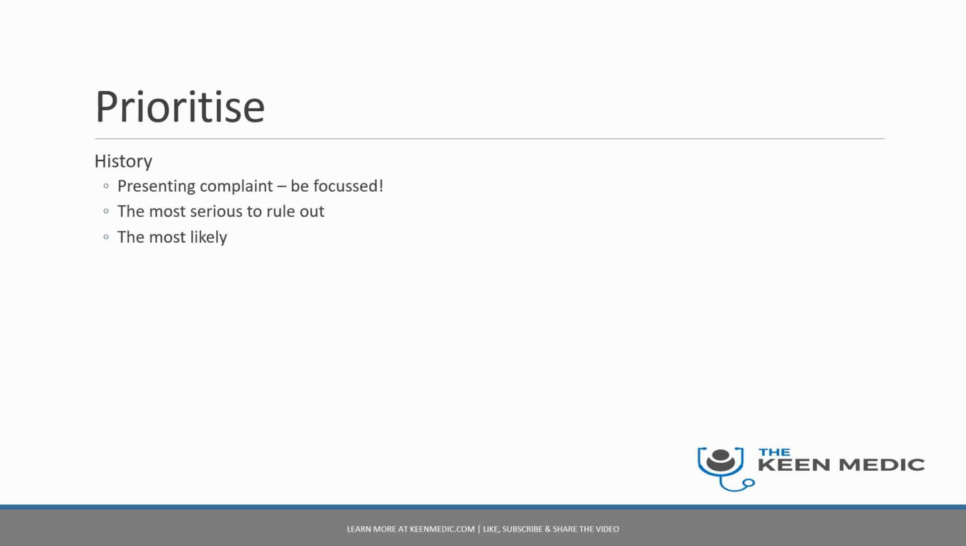For example, if a patient comes in with shortness of breath, let's say it's sudden onset shortness of breath, then the most serious things that you need to rule out are things like pneumothorax and pulmonary embolism. But the most likely thing may well be a different thing. It may well be that they have actually got a pneumonia, or maybe it is an infective exacerbation of COPD. That might be the most likely thing. Who knows? I'm just giving you an example. So that's what I mean by the most serious and the most likely. You need to be always thinking about these things in history taking.